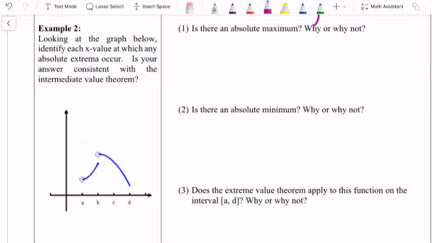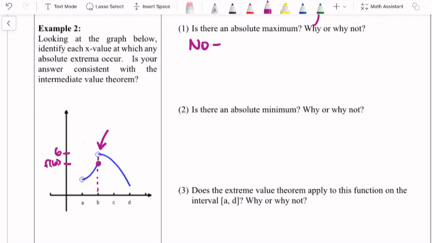Question 1, is there an absolute maximum? Why or why not? Hopefully you said no. The reason being is that when we're looking at where that absolute maximum would occur, I don't think the point is defined there. When we're looking at this point here, this is occurring when x is equal to b. And I see here that this point is f of b. But this point right up here is not actually that other point.